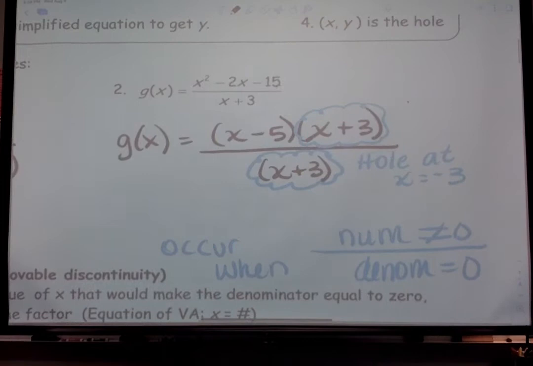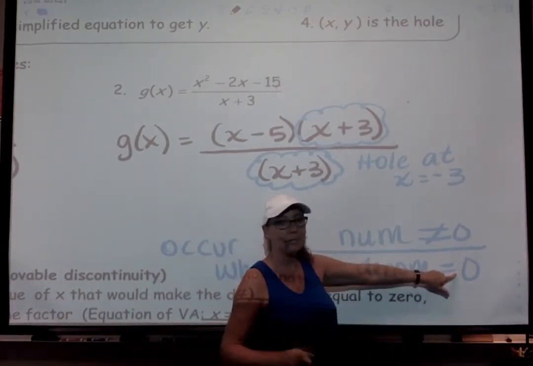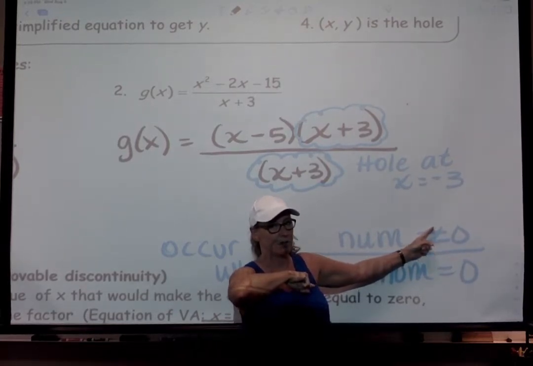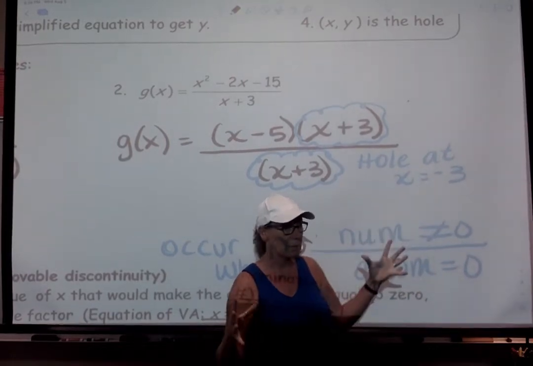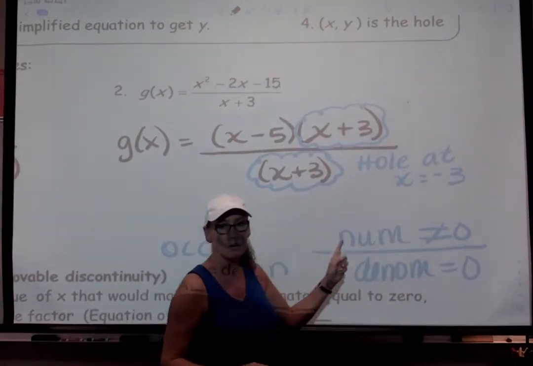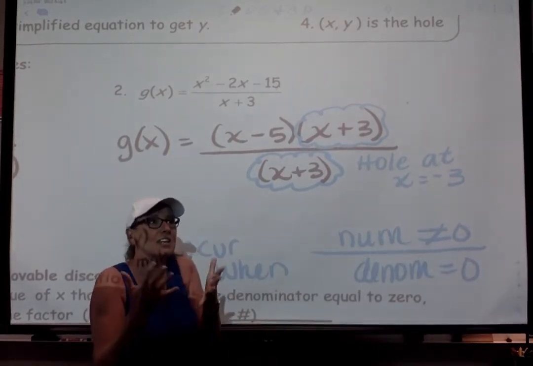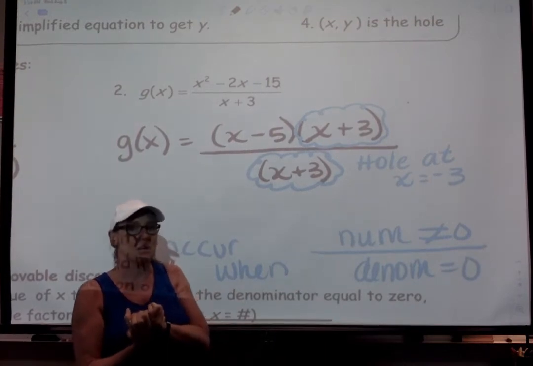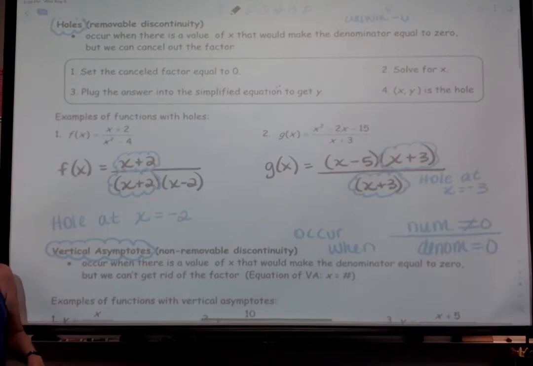Now, what happens when there's a number that makes your denominator 0, but it doesn't make your numerator 0? What happens then? It blows up. Like specifically on a graph, what does it look like? There's a vertical asymptote there. You have a vertical asymptote.